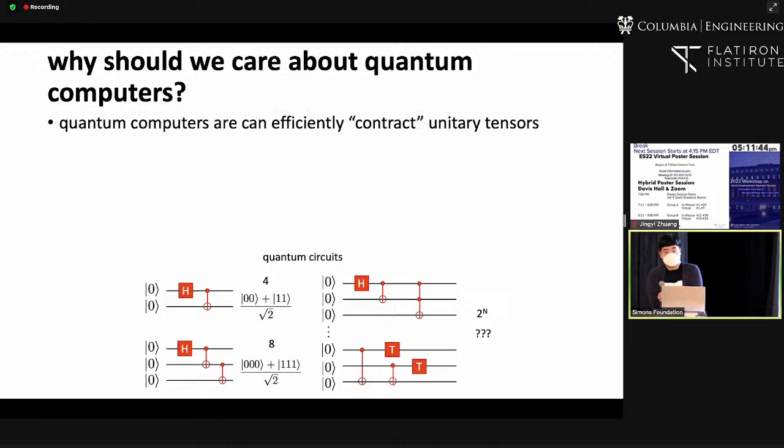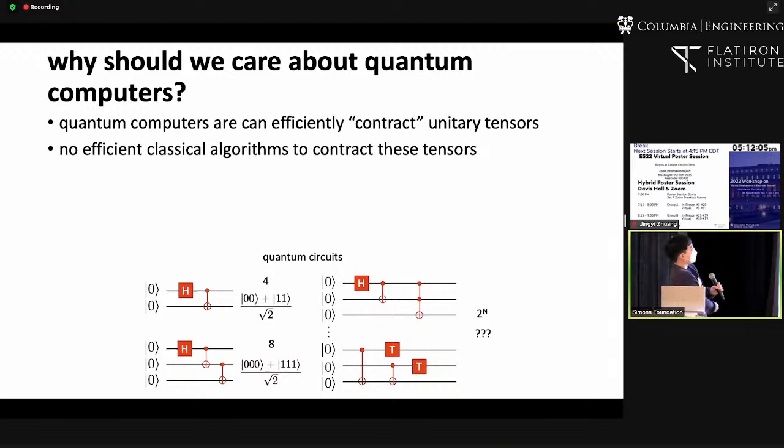So quantum computers can efficiently contract unitary tensors. That's what it is actually for, mathematically speaking. These quantum circuits are just tensor representation. It's a matrix times a state vector, and it is actually extremely efficient at contracting these unitary tensors. All these gates are unitary. There is no efficient classical algorithm to contract these tensors, at least at the moment, and it's very unlikely there will be one. That's at least what many people in the field are thinking.